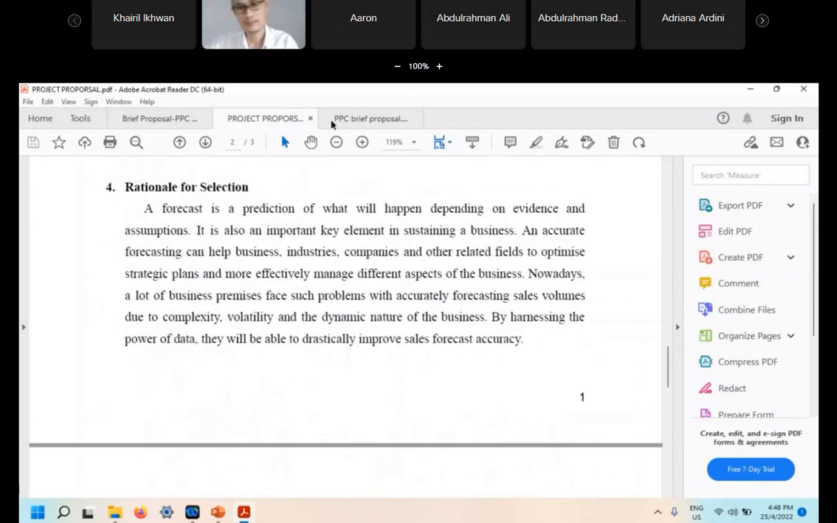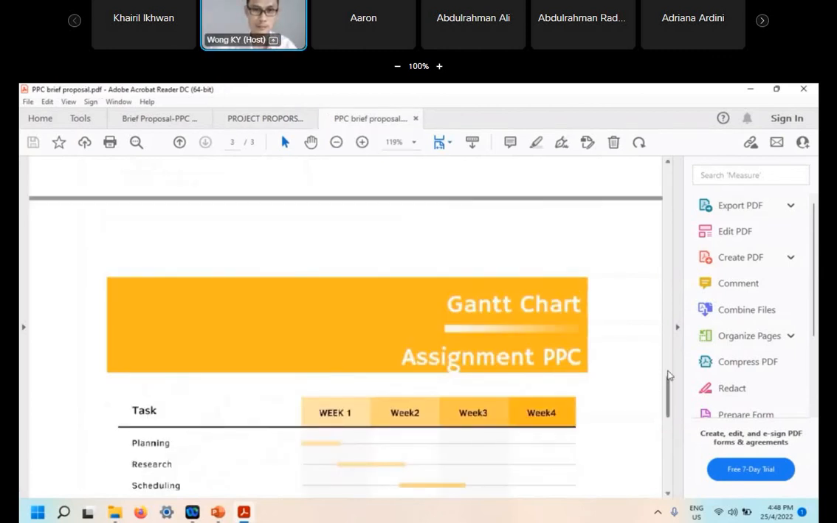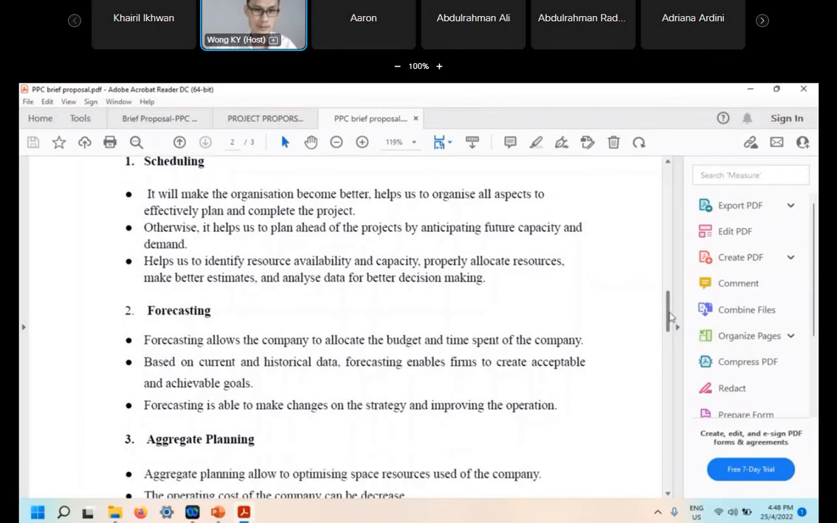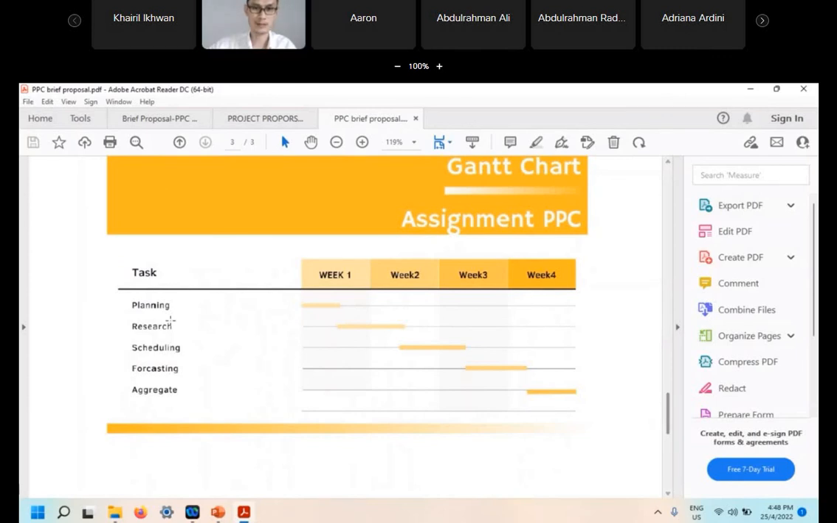And this proposal, you know which group you are. I'm not going to show the name. I think this group also still doesn't have a company. Again, same problem. And the Gantt chart is problematic. Why is the Gantt chart only 4 weeks? I cannot see your planning for starting and completing the project. Planning week 1, research somewhere here, scheduling focusing week 4. So 4 weeks you will complete the project.